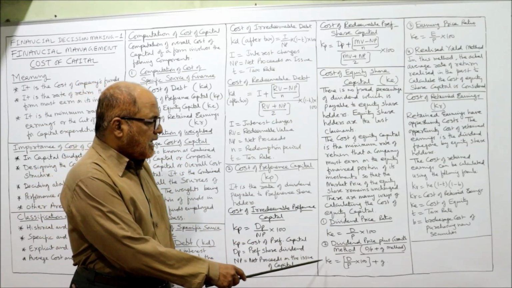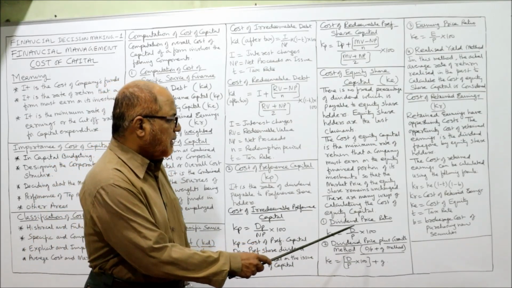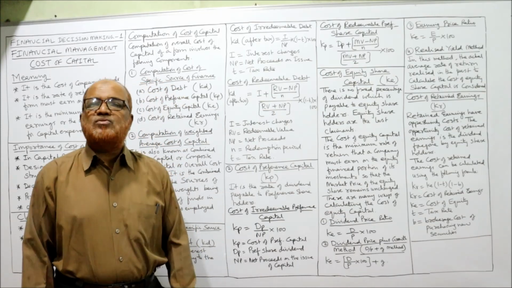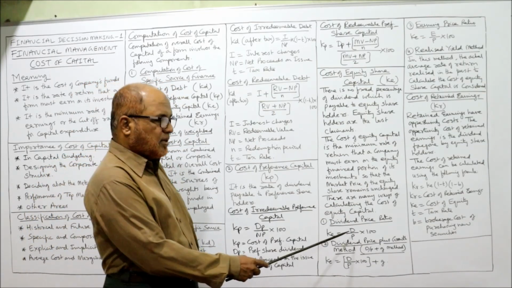So how to calculate KE? KE is equal to D divided by P into 100. D stands for dividend per share. P stands for market price per share.